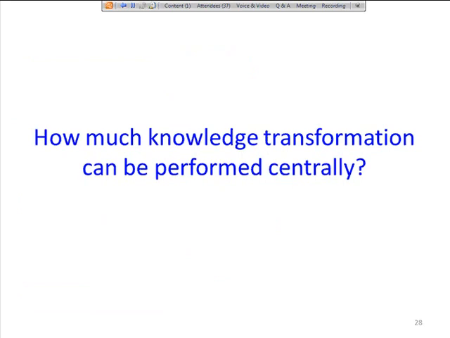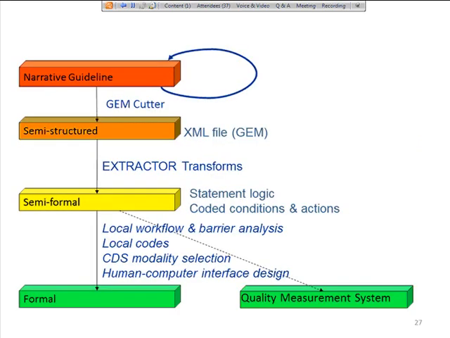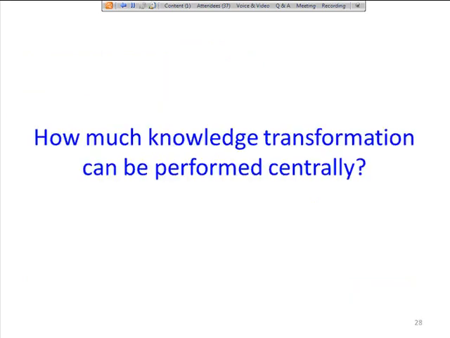Question arises, how much of this knowledge transformation can be performed centrally by the guideline developers? It would be lovely if we could do the whole thing, but these local considerations generally mean that if we can get this far, we've come a long way, and we're not going to be successful in creating an executable system that people are going to be able to share in all likelihood, unless there's been careful consideration of these local concerns.